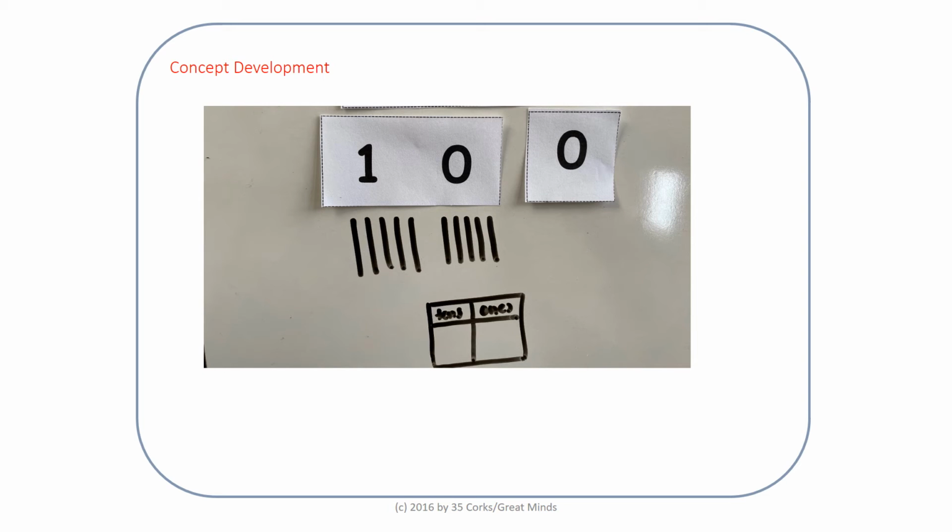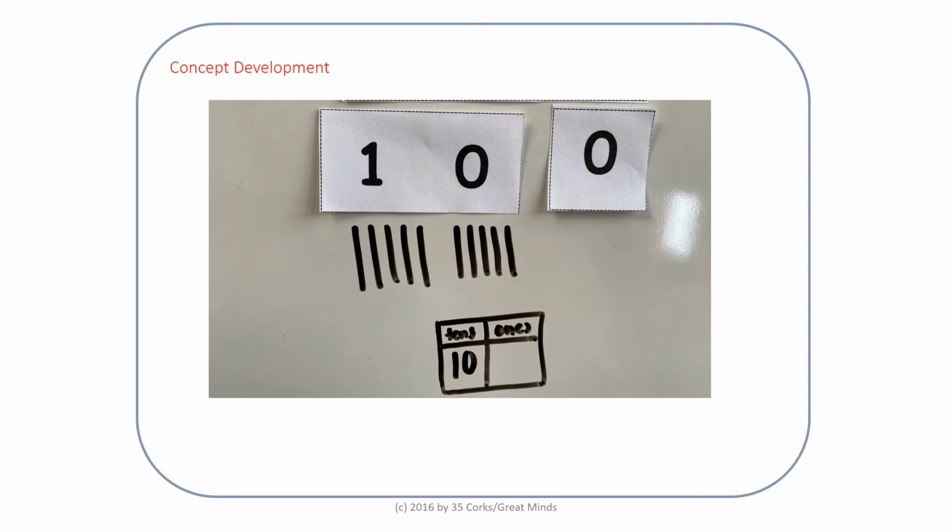In my place value chart, how many tens are in 100? Look at your quick 10 drawing and count how many tens are in 100. Good, there's 10 tens in 100. If you put your finger on the first quick 10, and we count 1, 2, 3, 4, 5, 6, 7, 8, 9, 10. There are 10 tens. How many ones are in 100?